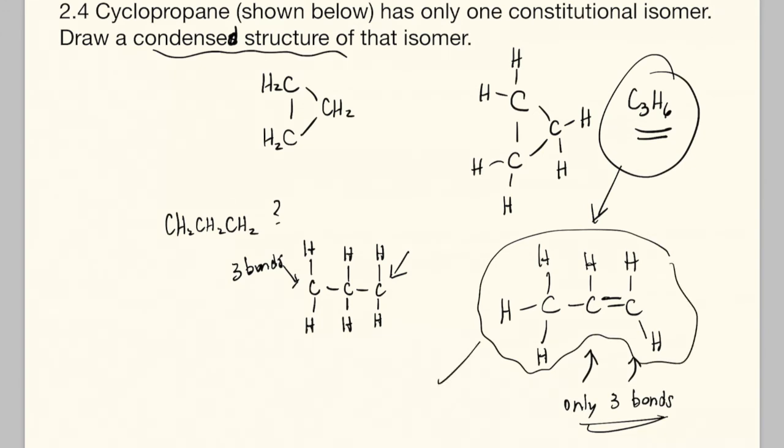So let's take this condensed structure now and make a Lewis structure. On the left, we have a carbon with 3 hydrogens. In the middle, we have a CH. And then on the right, we have a CH2. It's customary to draw that double bond. And let's draw a CH2. Okay? So that's the final answer right here.